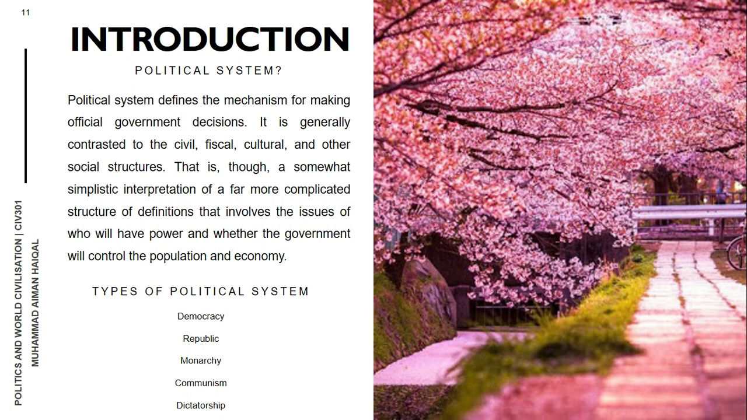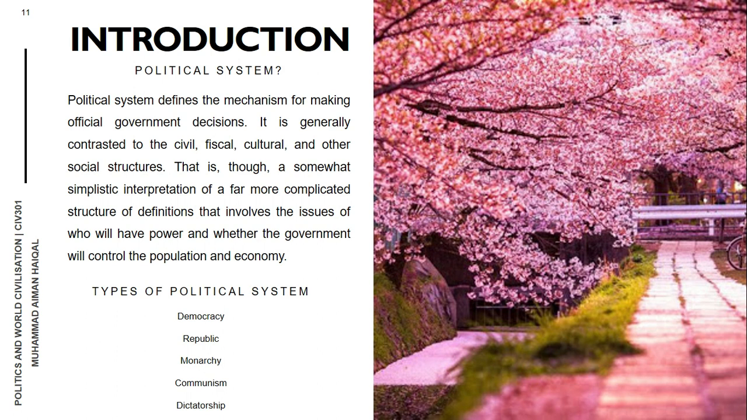interpretation of a much more complicated definition, which involves the question of who will have the power and whether the government will control the politics or economy. According to David Easton, a political system can be defined as the relationship by which values are authoritatively allocated to society. Each political structure has its own advantages and disadvantages.